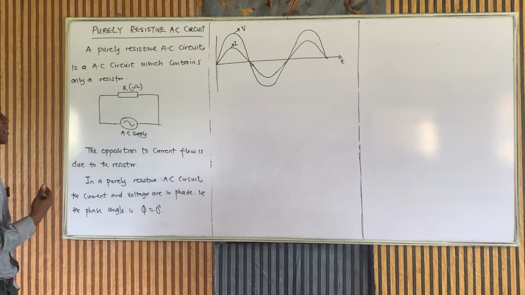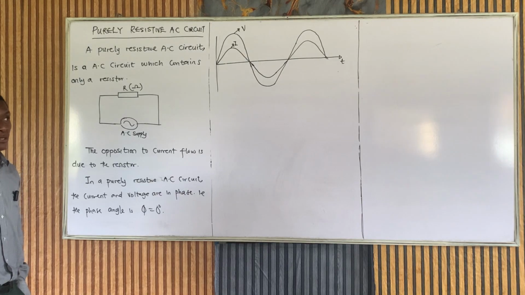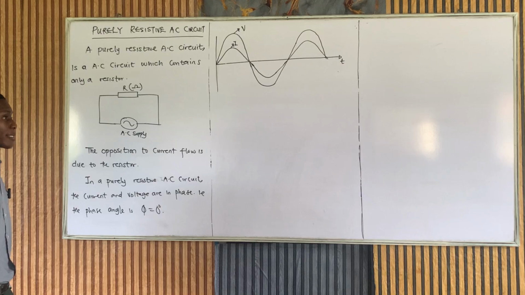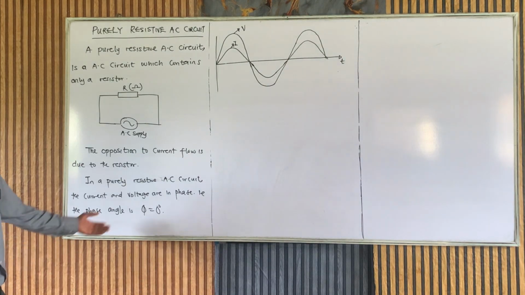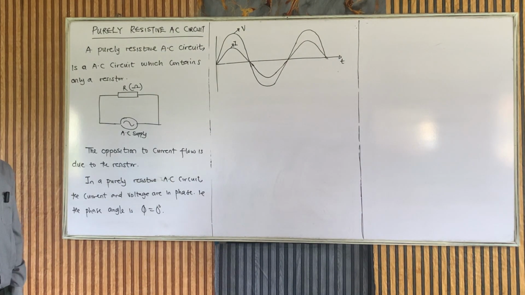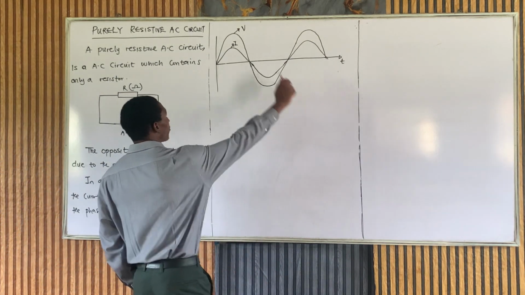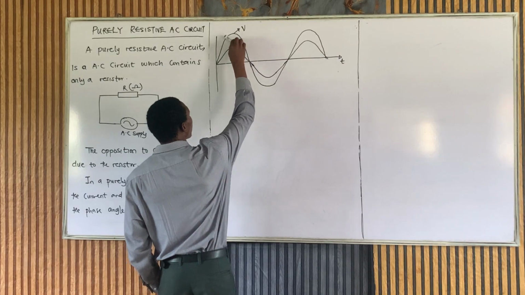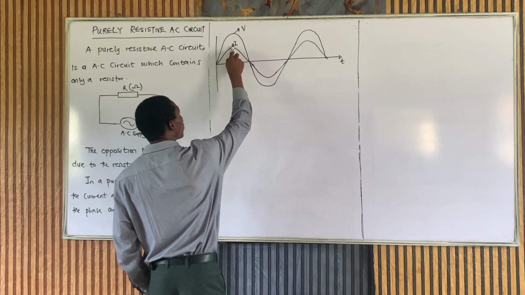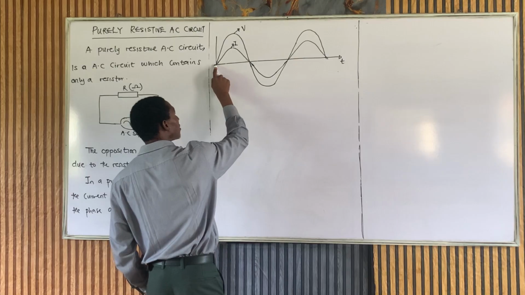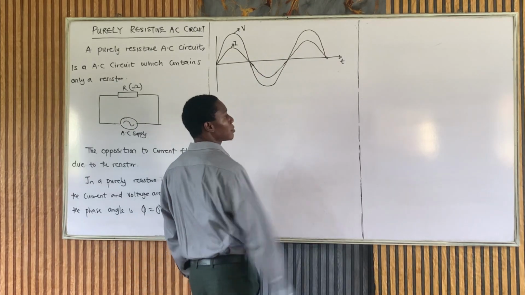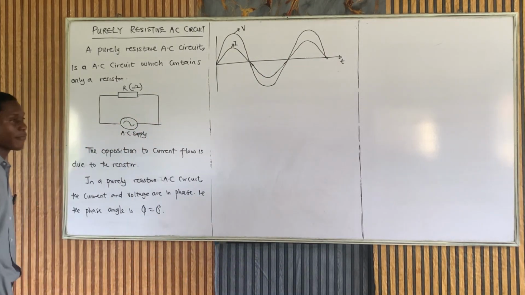Purely resistive AC circuits. A purely resistive AC circuit is an AC circuit that contains only a resistor. And we know that the opposition to the flow of alternating current in this circuit is due to the resistor and is measured in ohms. Now, in a purely resistive AC circuit, the current and voltage are in phase. They tango. Let me use the word tango, but it means that they move alike. When voltage gets to the maximum, current is at the maximum. When voltage is zero, current is zero. They move alongside together. So they are said to be in phase.